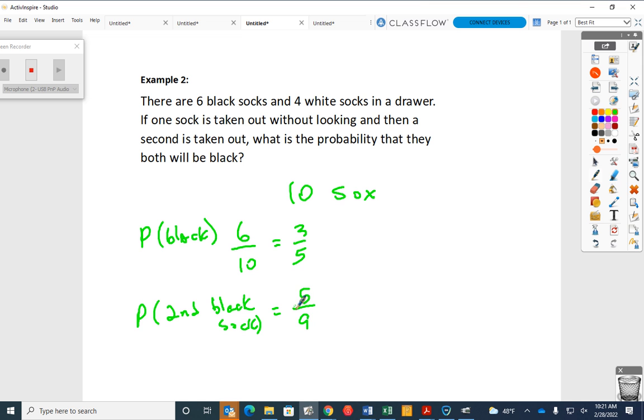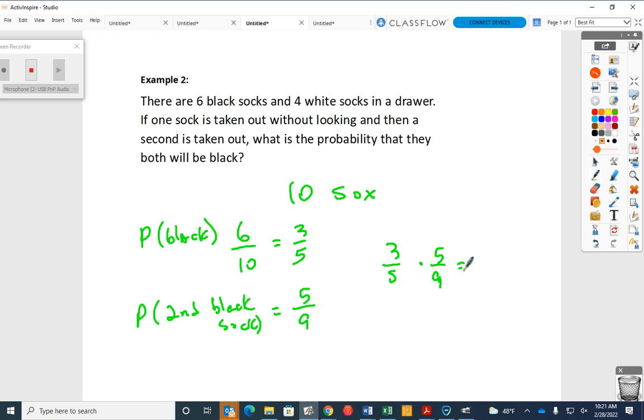Okay, this is an example of dependent probability because this depends on what? On this probability. Does that make sense? Yes. In other words, one probability affects the other one. So I'm going to multiply 3/5 times 5/9.